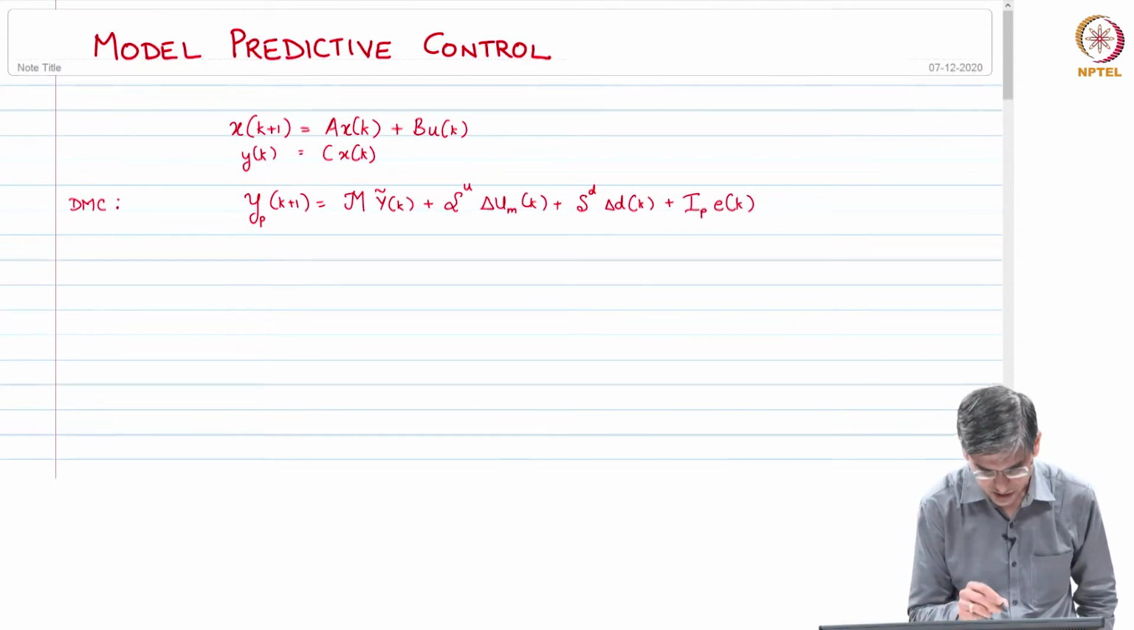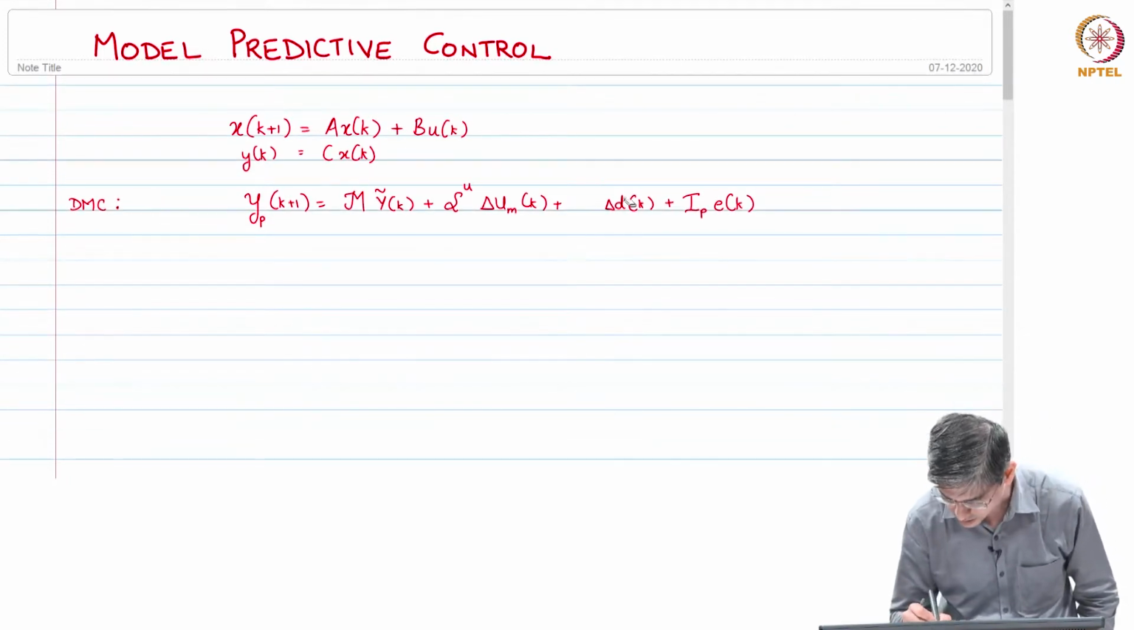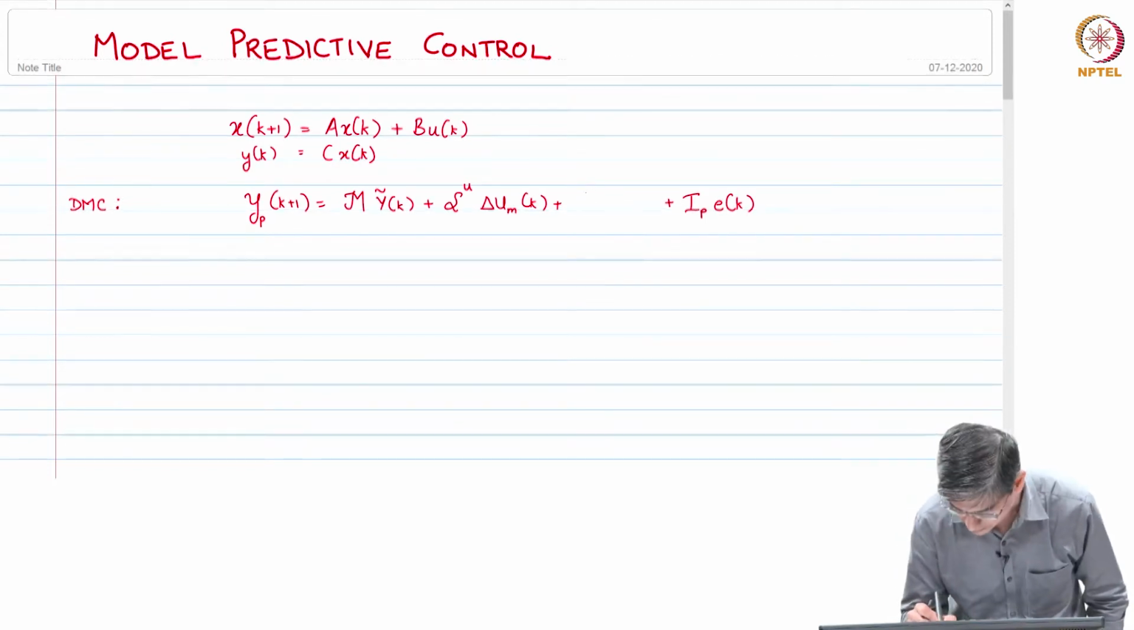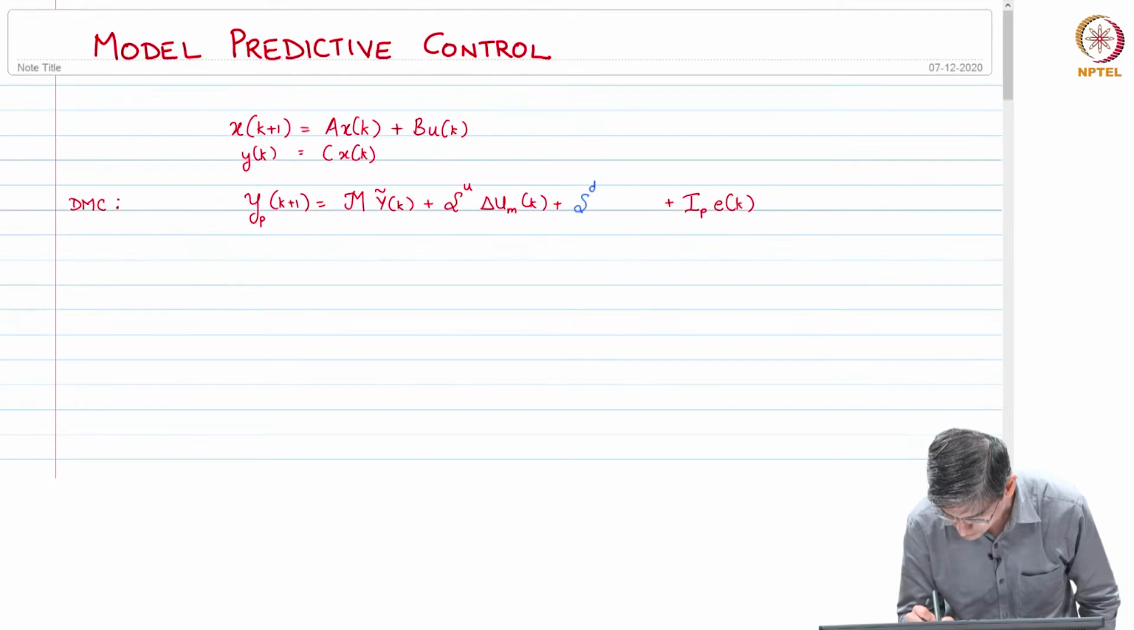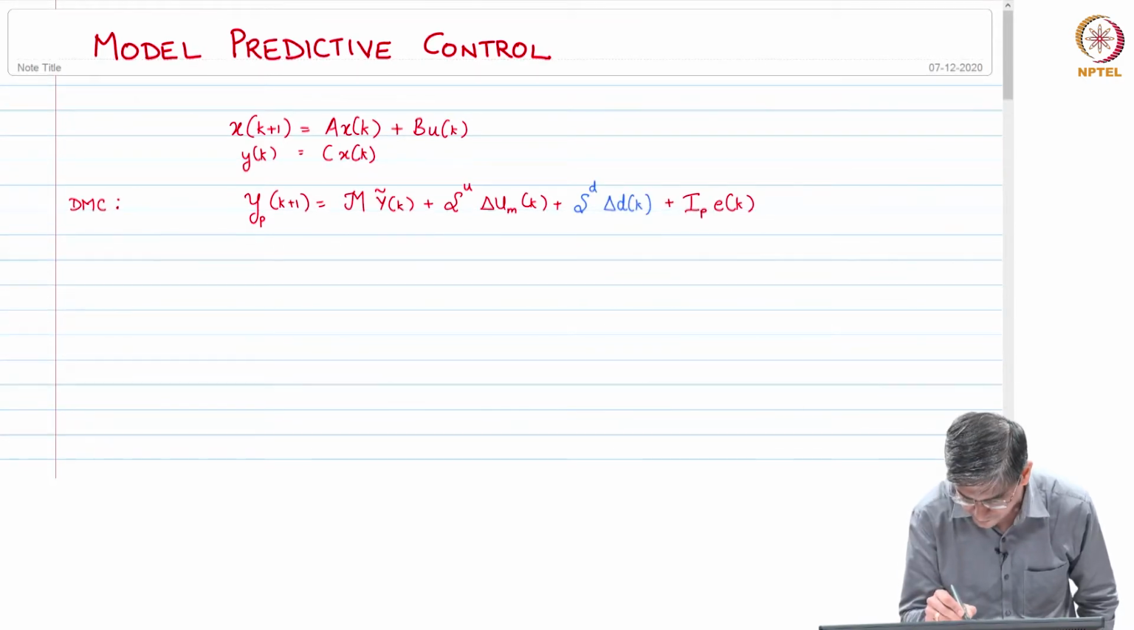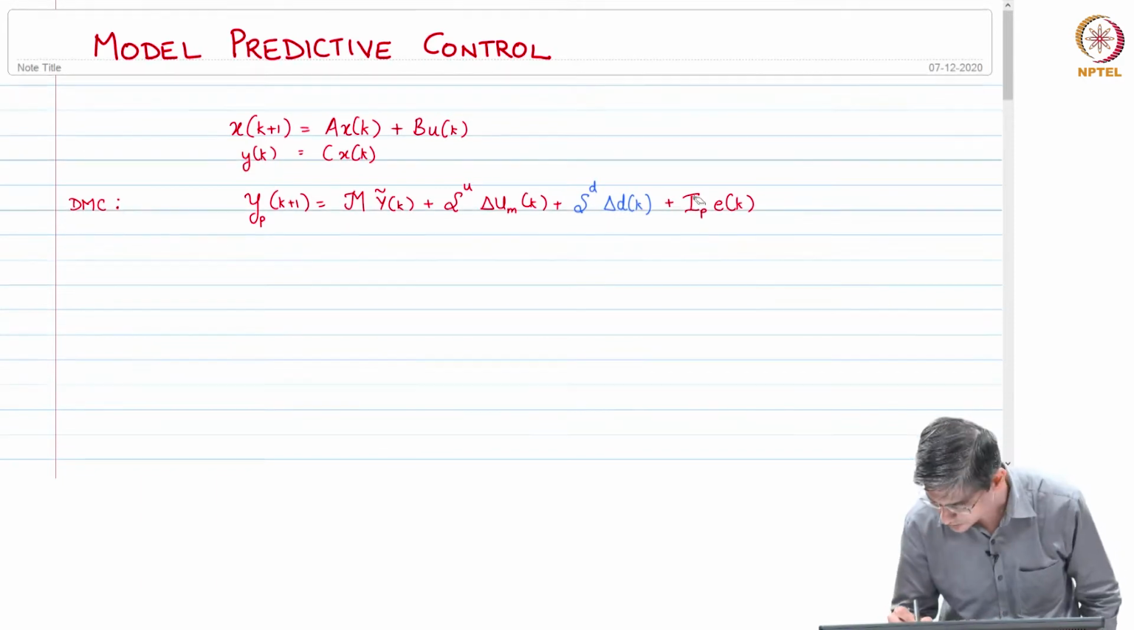Maybe I should change the color. This probably blue color would be more appropriate. This perhaps I can use purple.